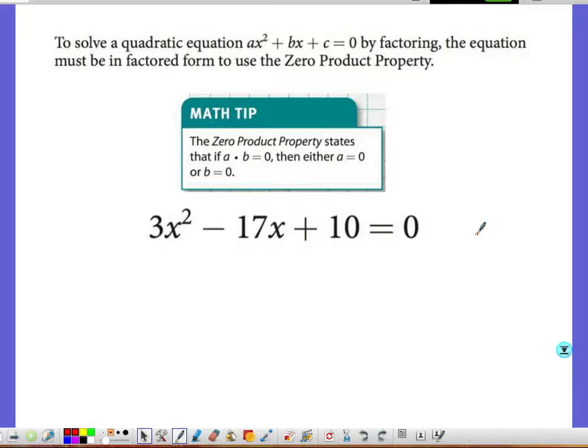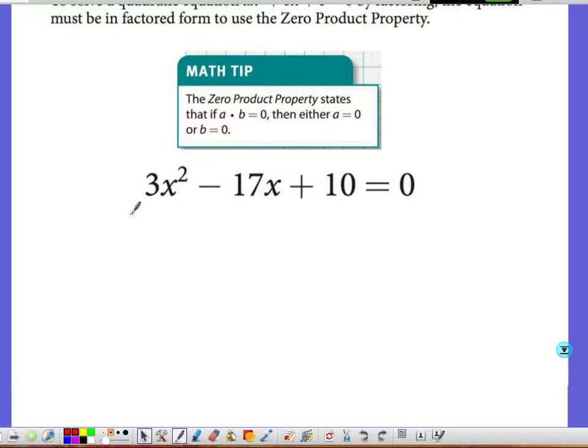So let's go ahead and read this sentence. To solve a quadratic equation ax squared plus bx plus c equals 0 by factoring, the equation must be in factored form to use the zero product property. So what it says is that the zero product property states that if a times b equals 0, then either a equals 0 or b is equal to 0. Alright, and the first thing we want to do is begin by factoring, and then we're going to see what we mean by the zero product property.